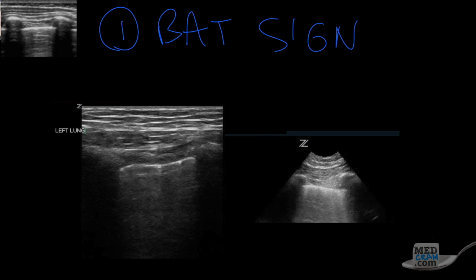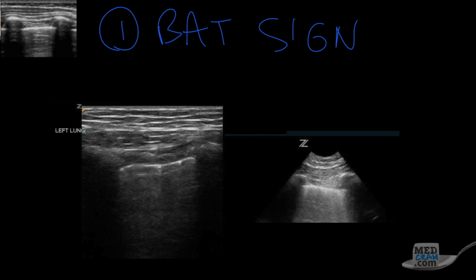And I'll be honest, I don't know that I can appreciate it as a bat, as Lichtenstein does, but I do appreciate the importance of the bat sign. And the importance is to accurately identify the pleural line. Because if you don't accurately identify the pleural line, you can misinterpret things in lung ultrasound. So this is going to serve as a key landmark for us.